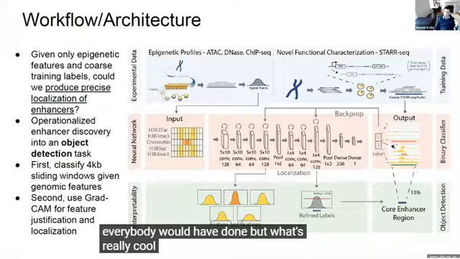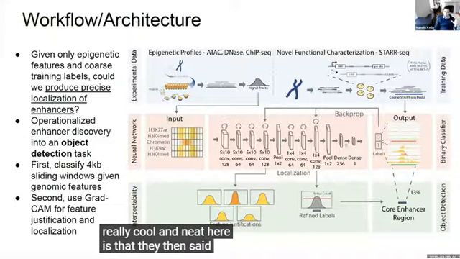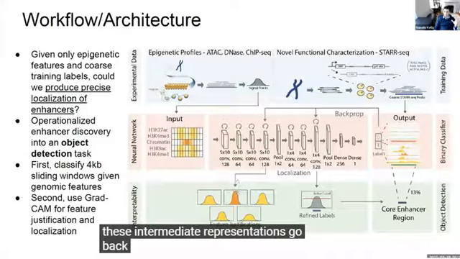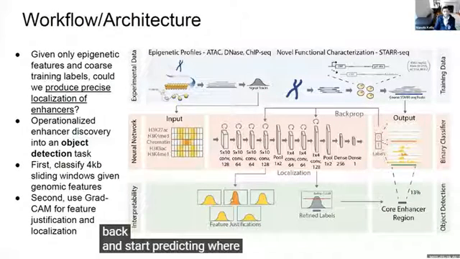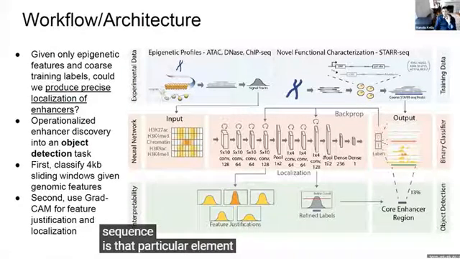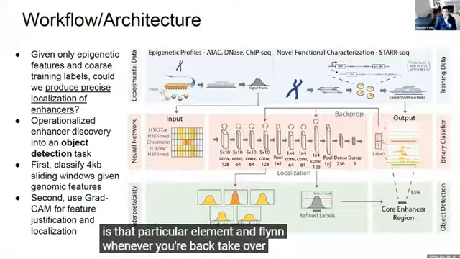So that's the first part, and that's what everybody would have done. But what's really cool and neat here is that they then said, can I now, from these intermediate representations, go back and start predicting where in the genome sequence is that particular element? And Flynn, whenever you're back, take over.